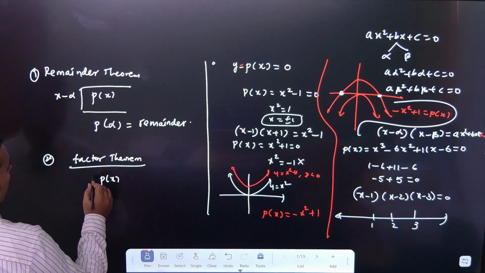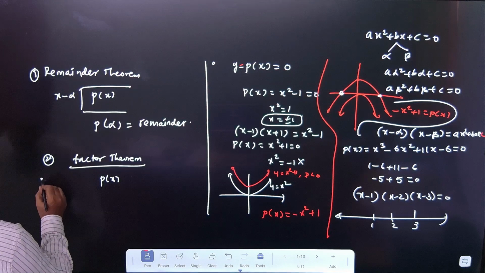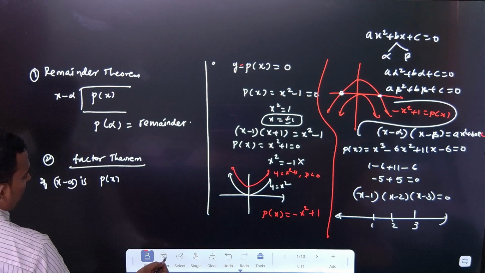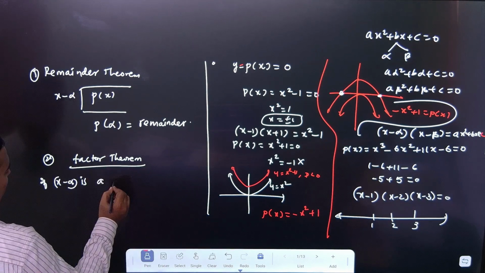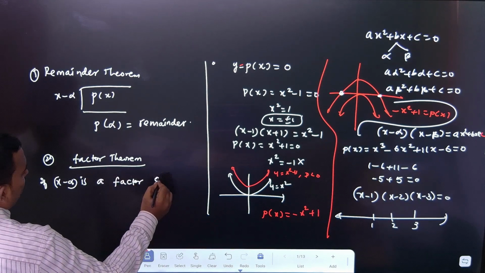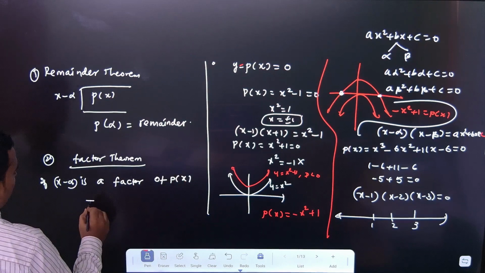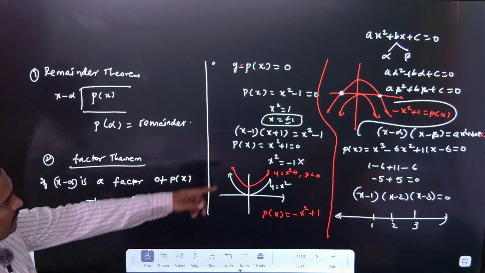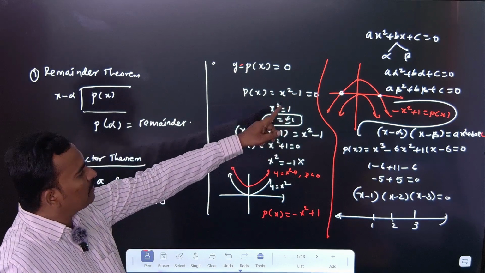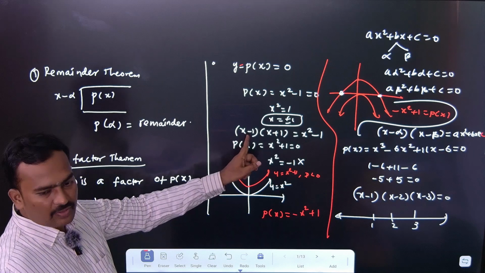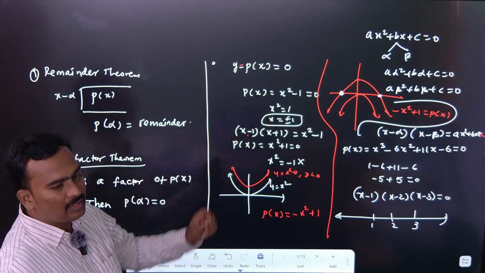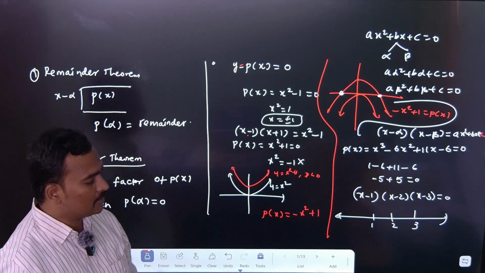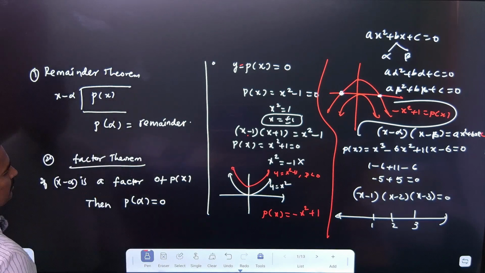P of x, okay, suppose x minus alpha is a factor of p of x, then we can say that p of alpha should be 0. So you can see here, x minus 1 is a factor, means you can substitute it in the function, it will be 0 because it satisfies the equation, right? Okay, this is your factor theorem.